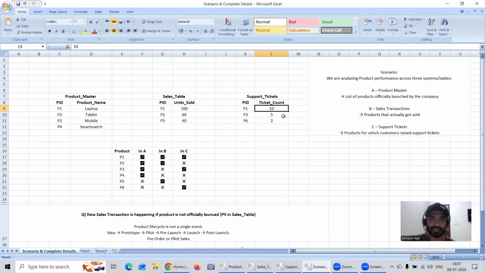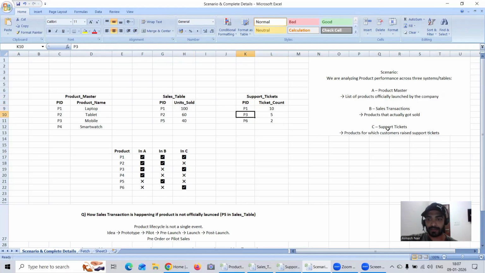Some kind of issue was there. Maybe the laptop was not working. Maybe the configuration of the laptop was not up to the mark. Some things were missing. Some way or the other, some complaints were raised by the customers. So definitely they raised the tickets over there. Maybe they just raised the complaint registration form. Okay.